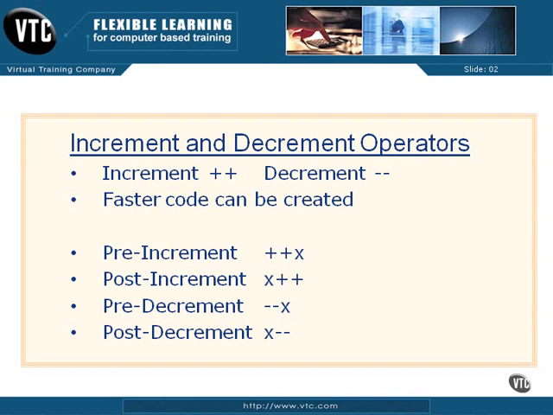Now, most optimizing compilers will figure out when you create a construct of adding one to the value of a variable, and they'll create the best code that they can. But it never hurts to tell the compiler exactly what you want, and that's what increment and decrement do for you. There's a pre-increment and pre-decrement, and there's a post-increment and post-decrement as well. We're going to take a look in a second at what that means and how to be careful about how to use those.